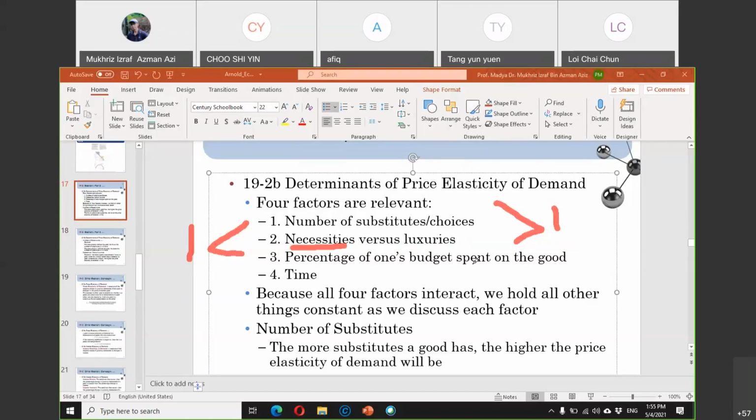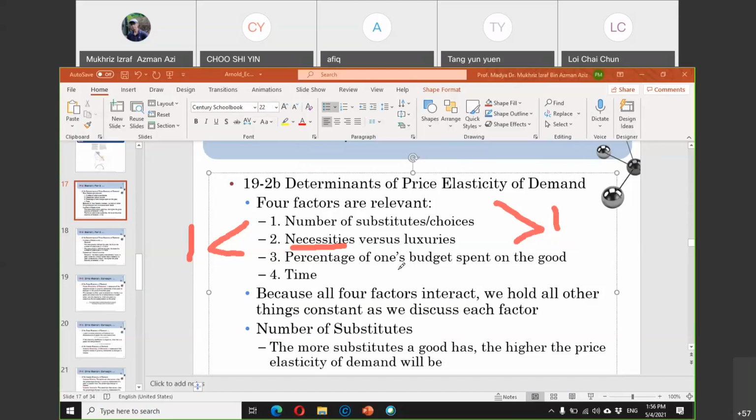Percentage of one's budget spent on the good. The more money you allocate on a certain item, the more elastic your demand will be. So let's say you only spend a small amount of your money on, to make things simple, how much do you spend on sugar every month? Let's say your family buys a packet of sugar, 1 kilogram or 2 kilograms, but sugar is cheap.